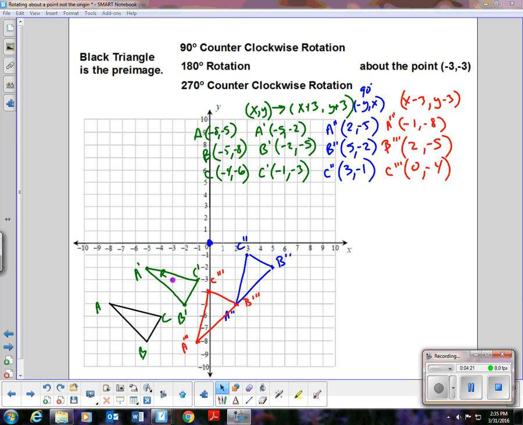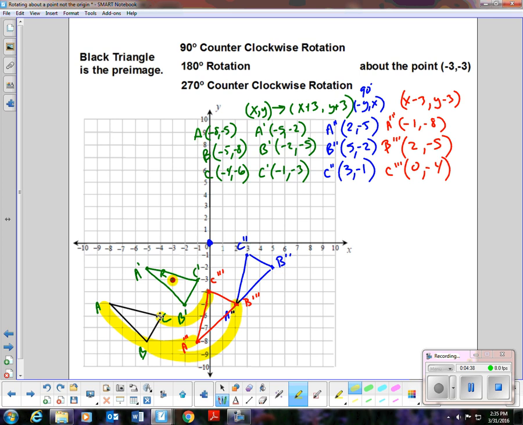So here are my red points that I moved back. And now this is a 90-degree rotation. So C went from here, B went to over here, and A went to here, about that purple point right there, which was -3, 3. So we did a 90-degree rotation.